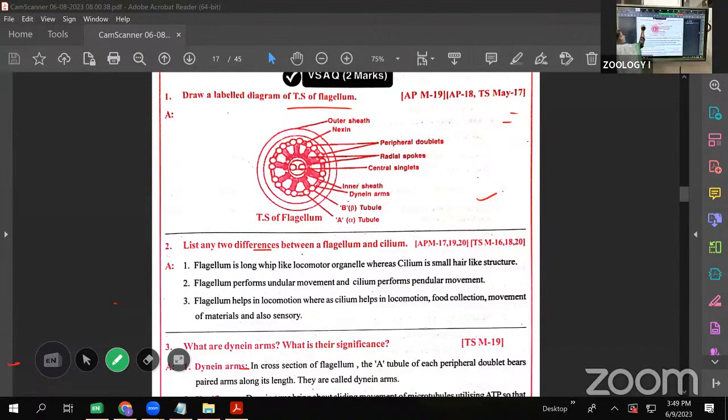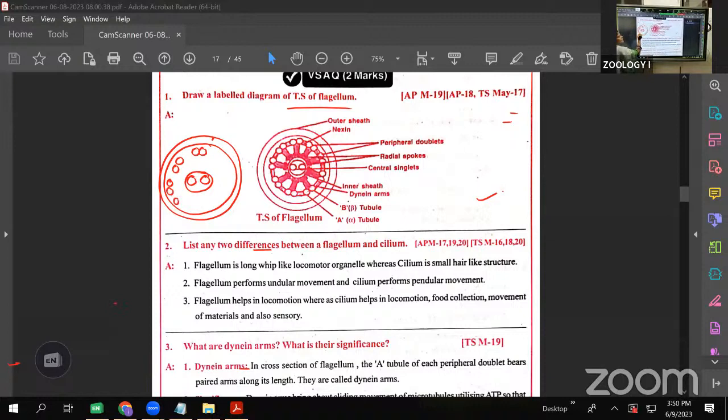See this one, the outer membrane is present. Like this you draw it, and the next one more line you draw. After that, count the 9 doublets: 1, 2, 3, 4, 5, 6, 7, 8, 9. First you draw the singlets. The center has 2 singlets, 1 and 2. They are single. Draw the singlets and the surrounding inner membrane. After that, you draw the doublets. Doublet means 2 are there.